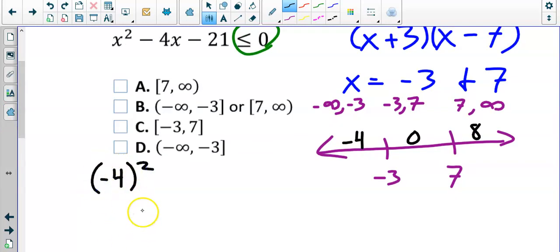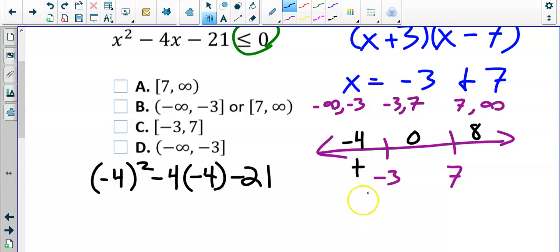So if we take negative 4 and plug it in, is that positive or is that negative? Should be positive, and I agree with you. Because this is a positive 16, this is a positive 16, that's a negative 21. The positives are going to overrule the negative. So we know that any number we choose in here that's less than negative 3, the answers are always positive.